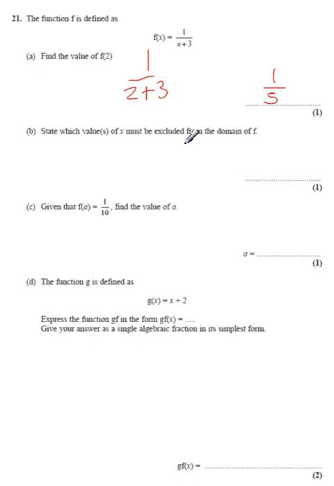Now, state which values of x must be excluded from the domain of f. Now, a lot of people panic over this question. There's two situations, really. The domain of f is the things that you put into a function. So you put values in here, x, and the values you get out, 1 over x plus 3, that's the range. Now, when it says that things are excluded from the domain, it means there are certain numbers you can't put in because you don't get a valid output.